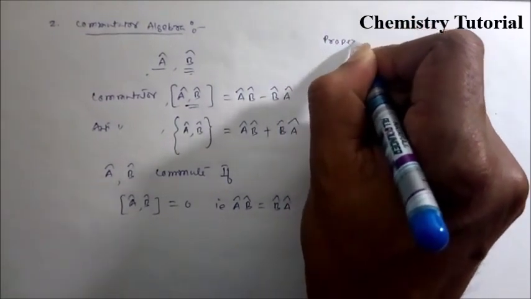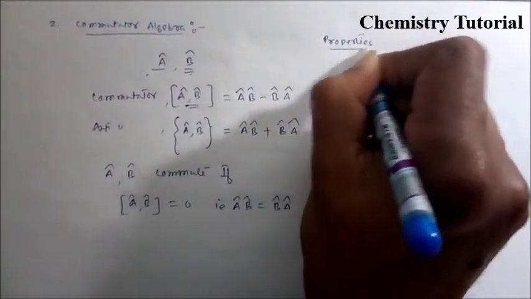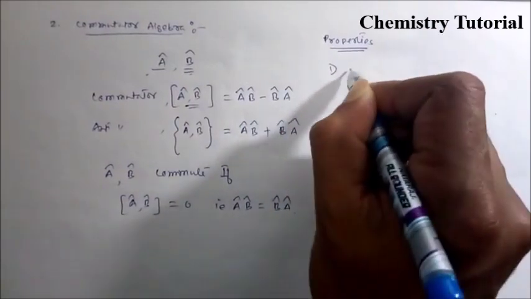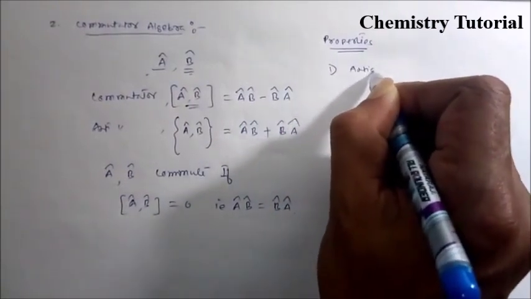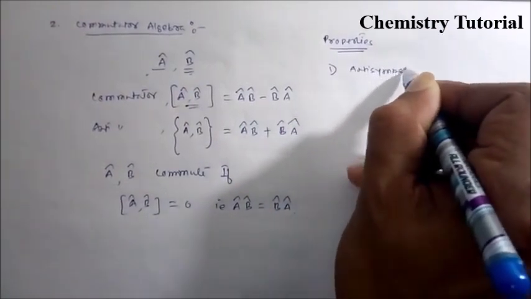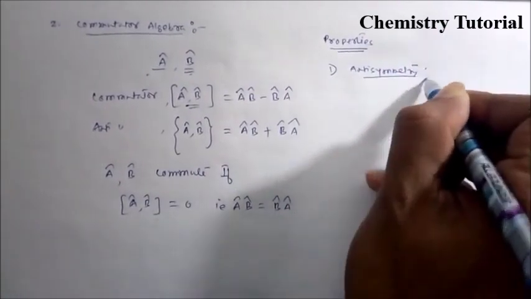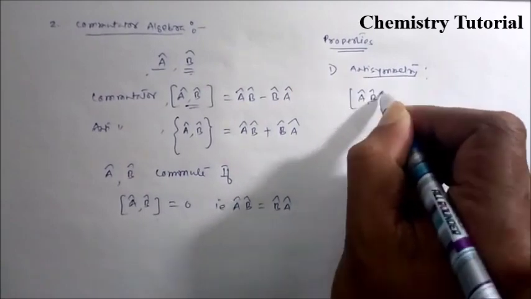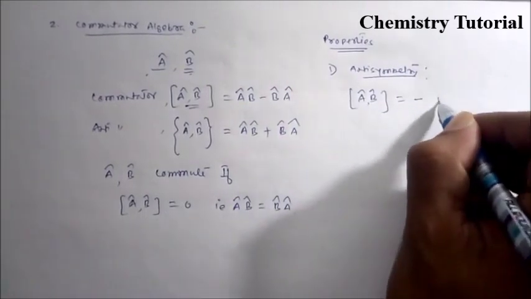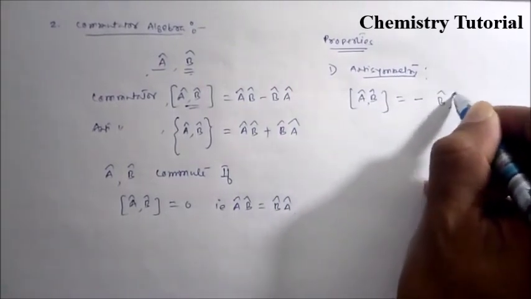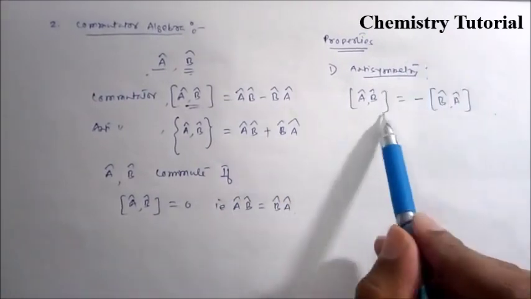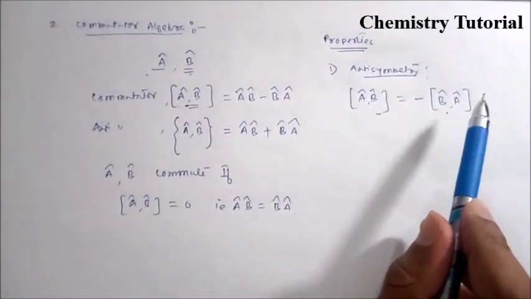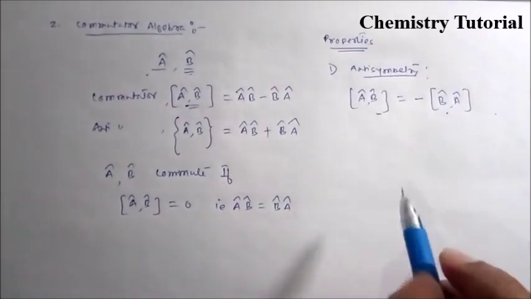Okay, we are writing here the properties of commutator algebra. The first property is anti-symmetry. The commutator of A and B is equal to minus the commutator of B and A. This relation of commutators is known as the anti-symmetry property.